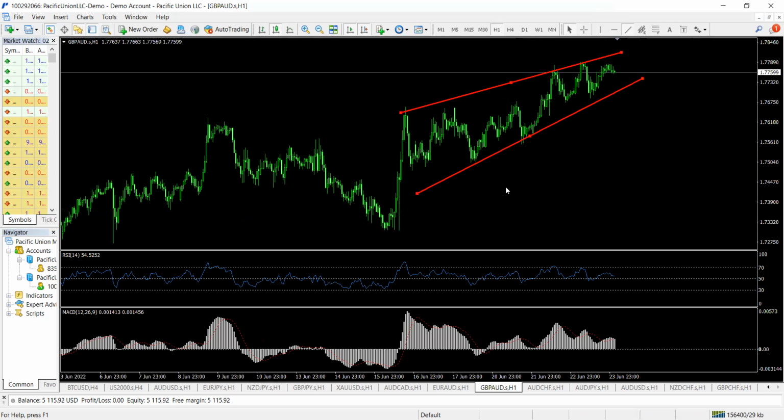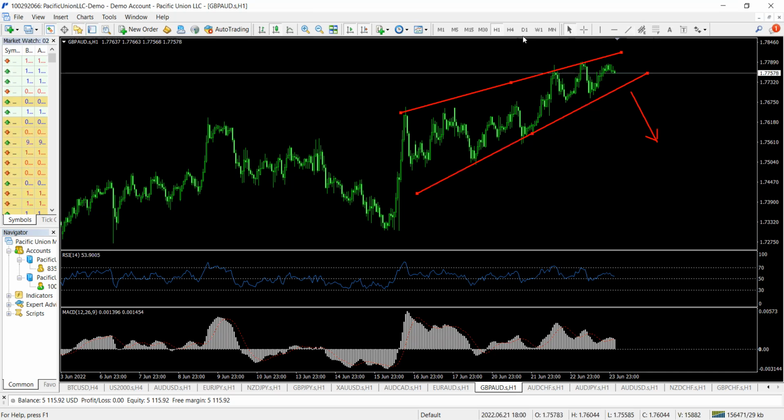All right, we'll look at GBP AUD. GBP AUD on the 1 hour time frame is equally forming a rising wedge, and we're expecting price to break out of the wedge and continue a bearish movement. We're expecting the breakout downwards, of price on this instrument.